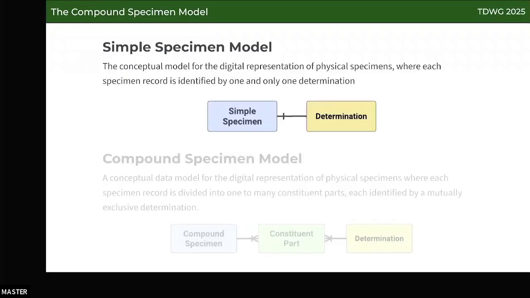So first, the simple specimen model. The simple specimen model, to put it simply, is a single determination of a single physical object, a cataloged object that has a catalog number. One and only one determination. The overwhelming majority of biological collections are based on a simple model. Most of the specimens are simple specimens, and as such, most collection management systems are based on the simple specimen model, one determination for one object.